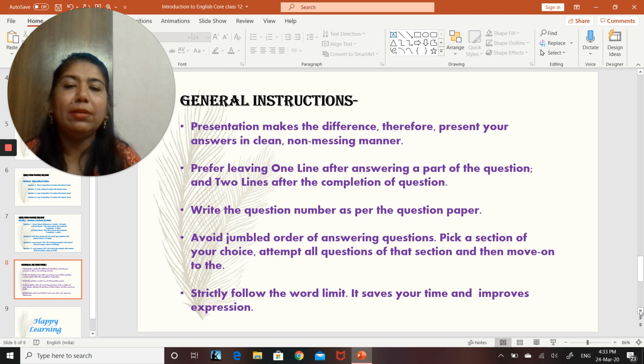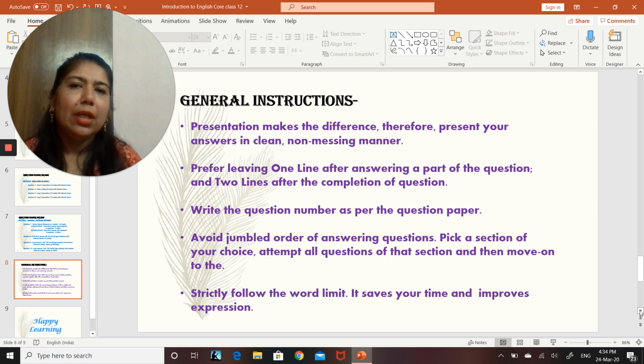Third most important thing, do number your answers correctly as per the question paper and not as you attempt them. It really helps the evaluator, as well as the marks are put in the appropriate question.